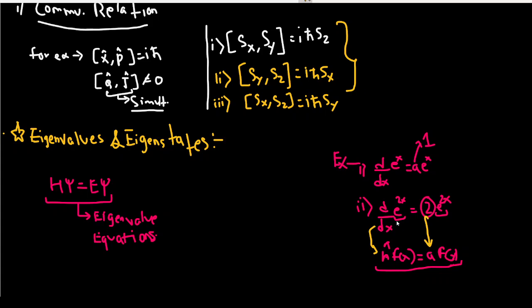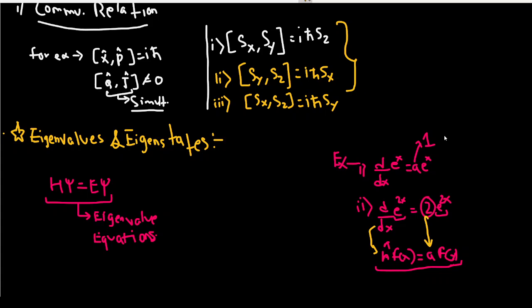This is the meaning of the eigenvalue equation. There are various examples in which you apply some operator to a function, and you get some constant multiplied by the same function as before the operation, as you can see in this example. And in this example also, you apply d by dx to e to the power x. You get e to the power x again, the same, multiplied by a constant a, which is equal to 1. So this is called the eigenvalue equation.